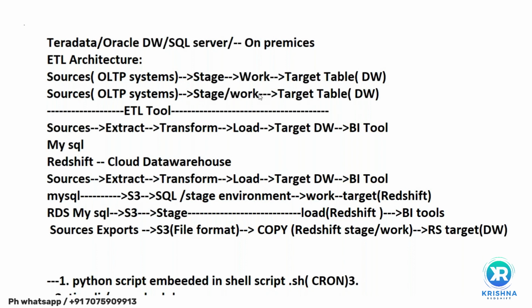Yeah, I have seen different architectures, so I'm mentioning. Some people will use stage, then work, then target. Some people will use only stage and work in the same schema, and while loading into target itself, they will apply the business rules. But anything is fine. So, sources, extract, transform, load into target. After target, actually, BI tools. BI tools means reporting tools. Why are you loading into target? Target means our data warehouse, Redshift. Why are you loading there? So that people can use it for their reporting. Who are the reporting people? Power BI, Cognos. Microsoft Power BI.